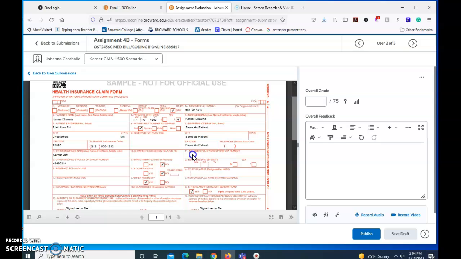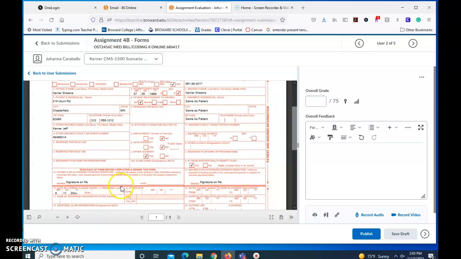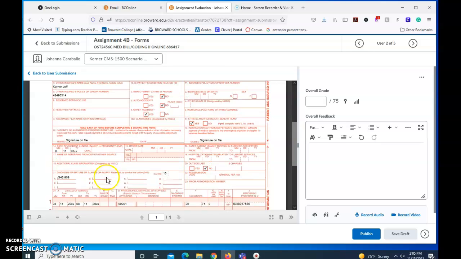You forgot the policy number here, which is CH00200. You'll need to add that one right there. And it's a student health insurance, which goes in block C here. Okay, now over here, the insurance plan name is Aetna. You're missing that. So you have the signature on file, signature on file.